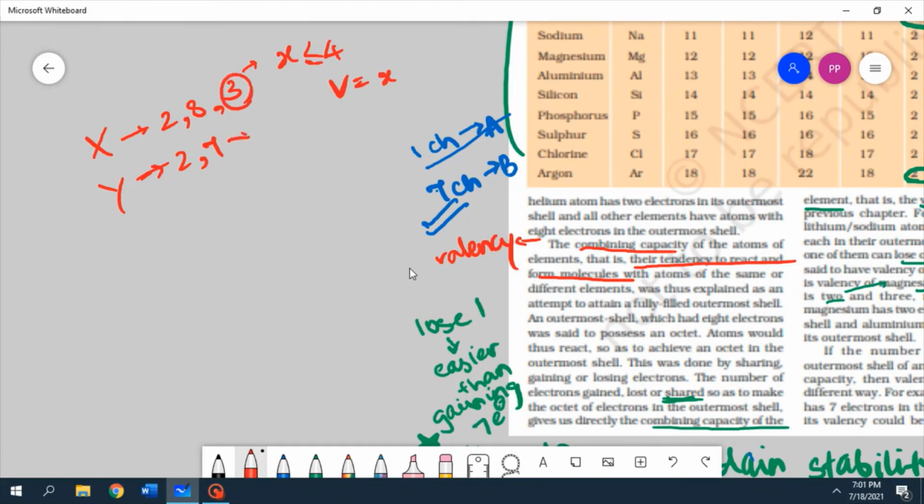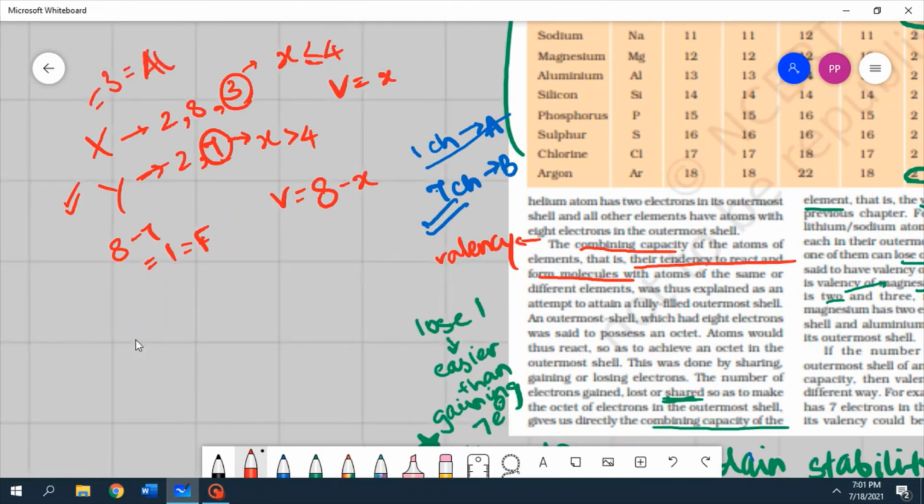And if the number of electrons in the outermost shell is greater than 4, the valency would be equal to 8 minus X. So in the case of Y, it would be 8 minus 7, which is 1, and the valency of fluorine is 1. Alright, and for X it would be just the number, so that would be 3, and that is the valency of aluminium. Alright, that's one way I remember it. I hope that helped you.